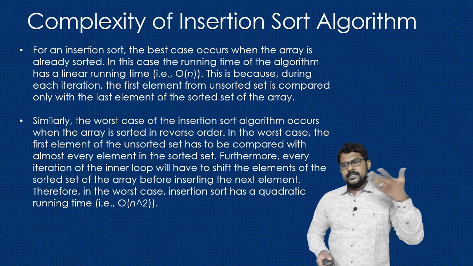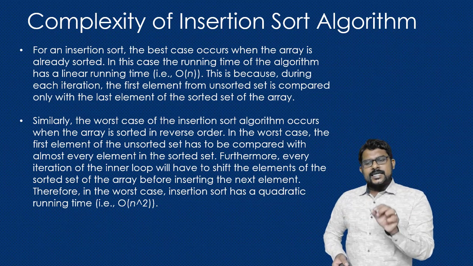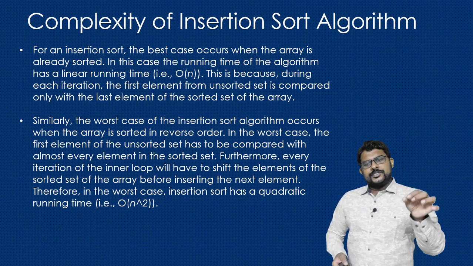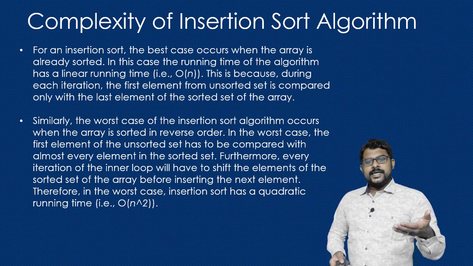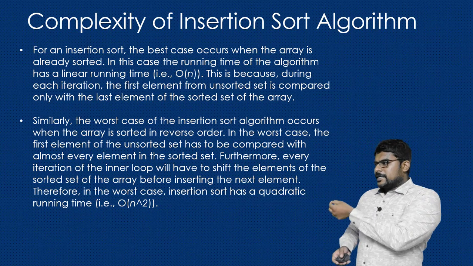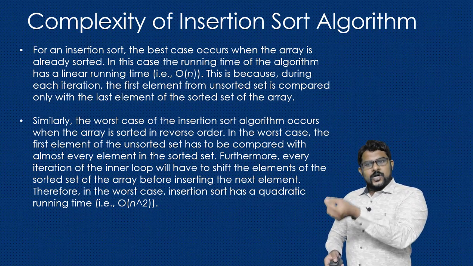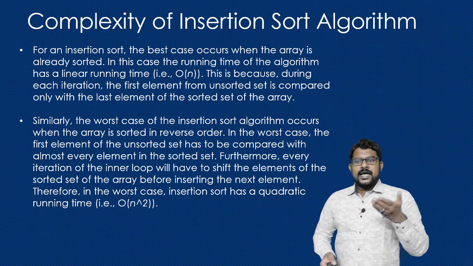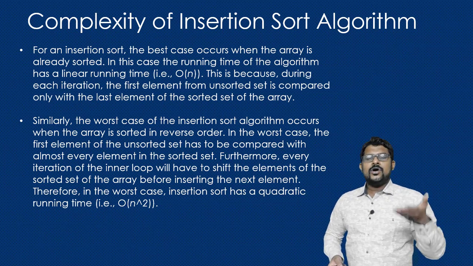Okay, let us take the worst case, where the elements are in reverse order. In that case, every time you are going to make comparisons with n minus 1 elements. Every time you pick an element from unsorted data and add it to sorted data, you make these comparisons, n minus 1, n minus 2 and so on, which brings the time complexity to order of n square.